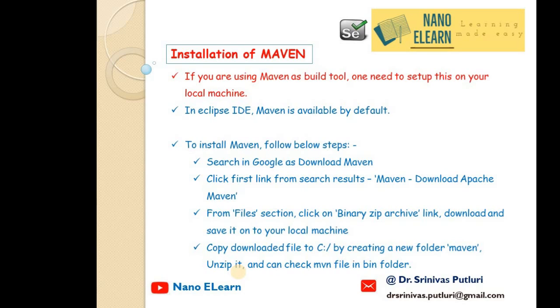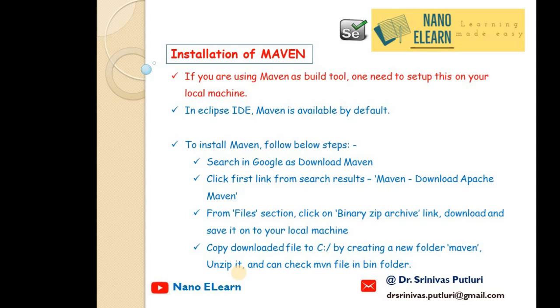The search results are displayed. Now click on the first link from the search results. The link name says Maven download Apache Maven. Now navigate to the files section in the target page. Now click on the binary zip archive link.